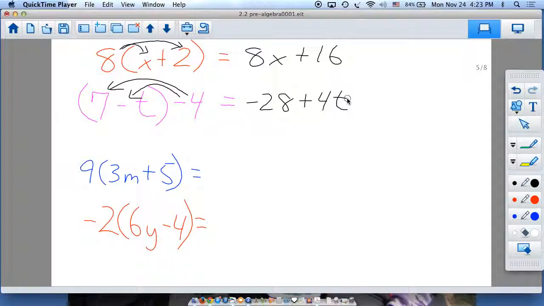Now let's distribute the 9 to the 3m. 9 times 3m is 27m. 9 times 5 is 45.